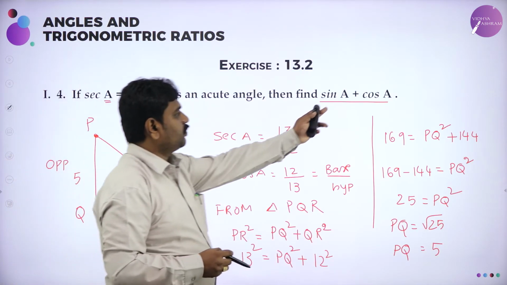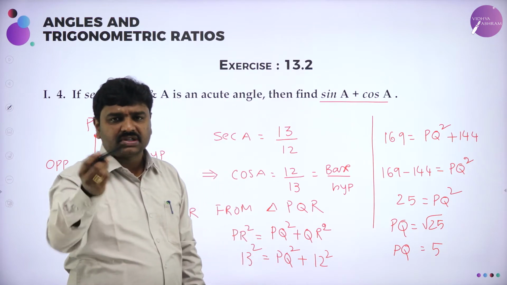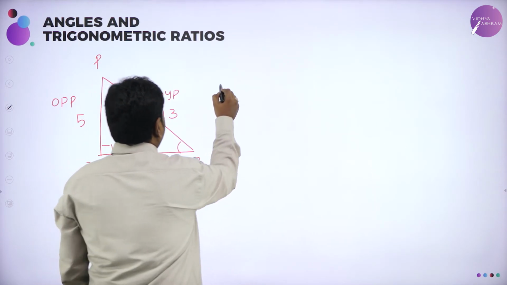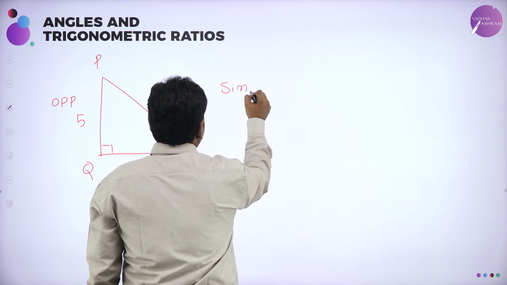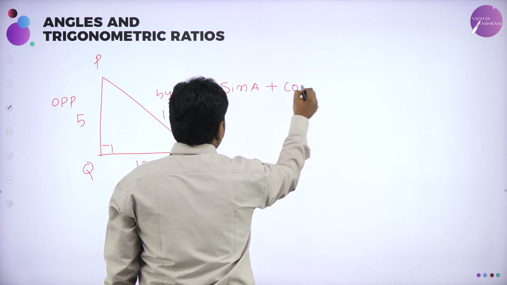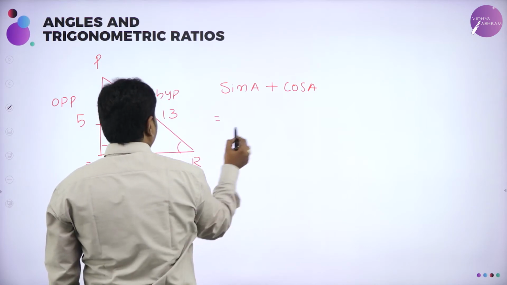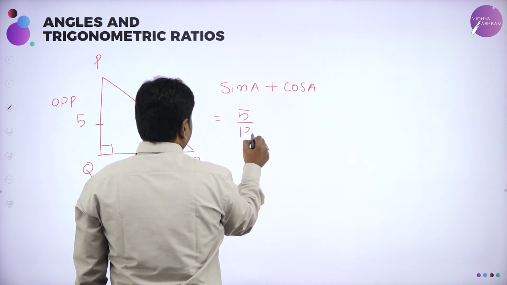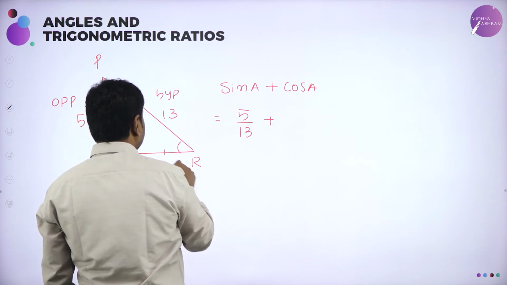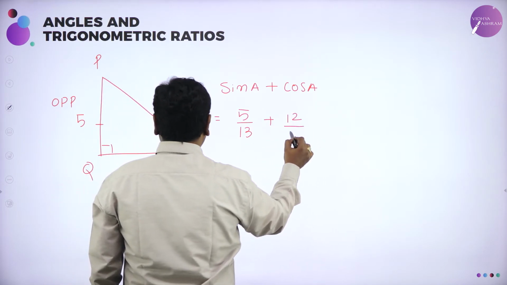We need sin A plus cos A. They want sin A plus cos A. So what is sin A, dear students? Sin means opposite by hypotenuse. Opposite side is 5, hypotenuse is 13. Plus cos A. What is cos A? 12 by 13.